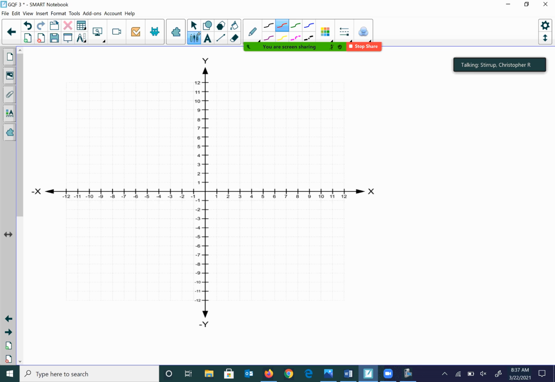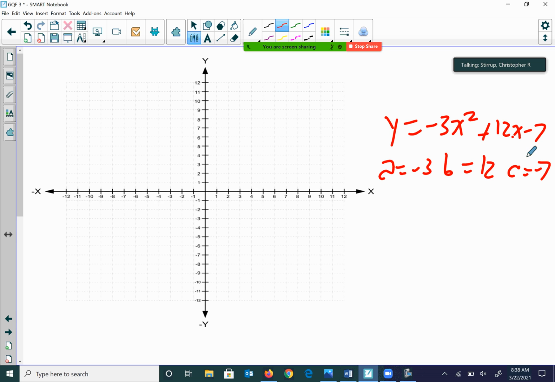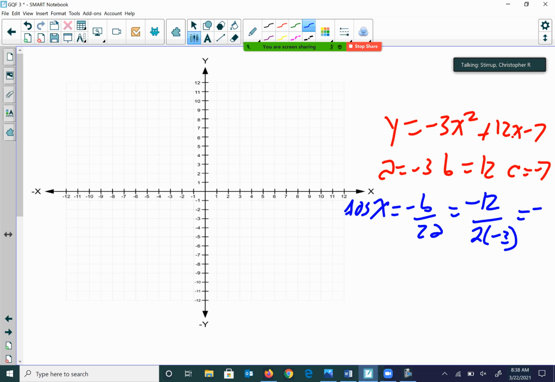All right, so number 4, we have y equals negative 3x squared plus 12x minus 7. My a value is negative 3, my b value is 12, my c value is negative 7. So I'm going to get my axis of symmetry, AOS, x equals negative b over 2a, which is going to be negative 12 over 2 times negative 3, which is negative 12 over negative 6. Negative over negative is positive. 12 over 6 is 2. So my axis of symmetry is at 2.